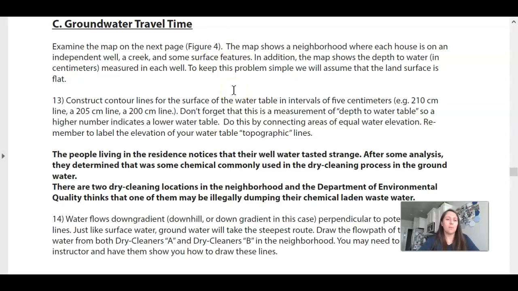Okay. So examine the map on the next page. Again, that's figure 5, page 127. The map shows a neighborhood where each house is on an independent well, a creek, and some surface features. In addition, the map shows the depth to water in centimeters measured in each well. So there are several measurements of how far those wells reach water. In addition, to keep this problem simple, we will assume that the land surface is flat. Okay, that's good to know. Now we only have to deal with how the water level is at each of those locations.